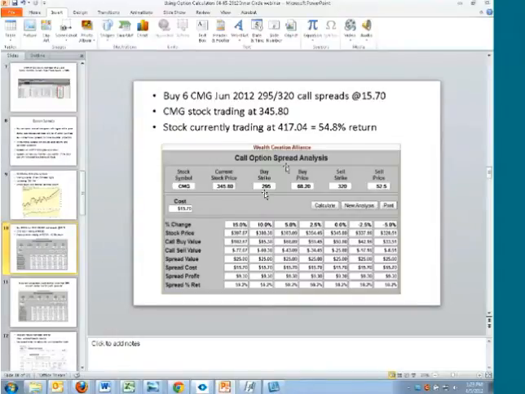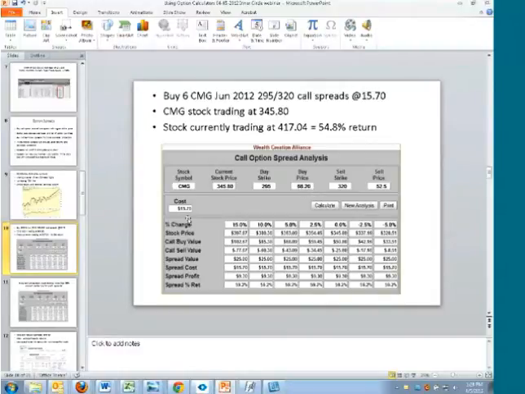So again, with the call option spread analysis calculator, we would input the stock symbol, the current stock price, which at that time was 345.80. The buy strike was 295. We paid 68.20 for this 295 strike call. Then we sold the 320 call at 52.50.